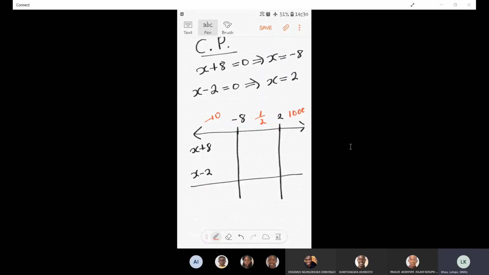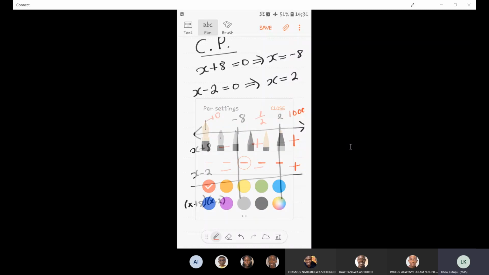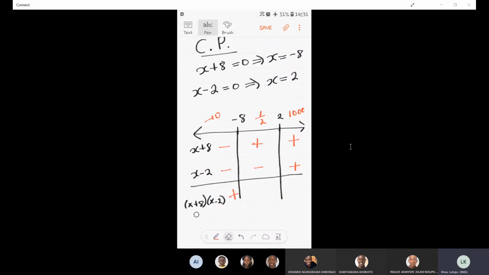And then you substitute each of them here: negative, negative. Then the second one, you get positive. Half plus 8 is 8.5, which is positive. And then half minus 2 is negative. 1000 plus 8 is positive. Then 1000 minus 2 is positive. And then now your product, you have x plus 8, x minus 2, and then you fill this in. Negative times negative is positive, so I'm multiplying because that is what the question says. I must take this one and multiply it with that one. Then what I have in the second one, positive times negative, this is negative. In the third column, positive times positive is positive.